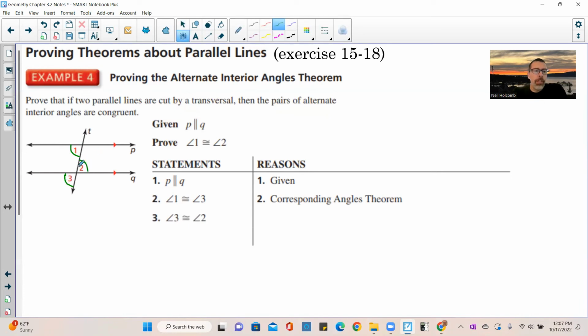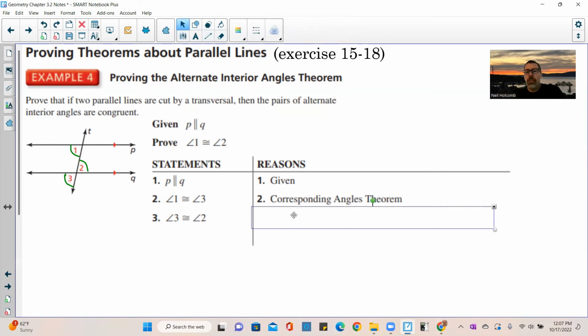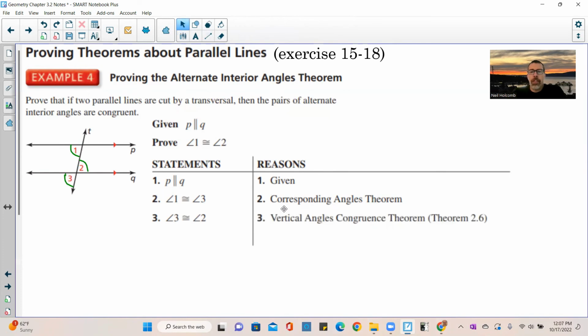So now 3 is congruent to 2. And what kind of angles are those? Starts with a V. So reason number 3, vertical angles congruence theorem. Vertical angles are congruent. Okay, so now I've proved 1 is congruent to 3. 3 is congruent to 2.